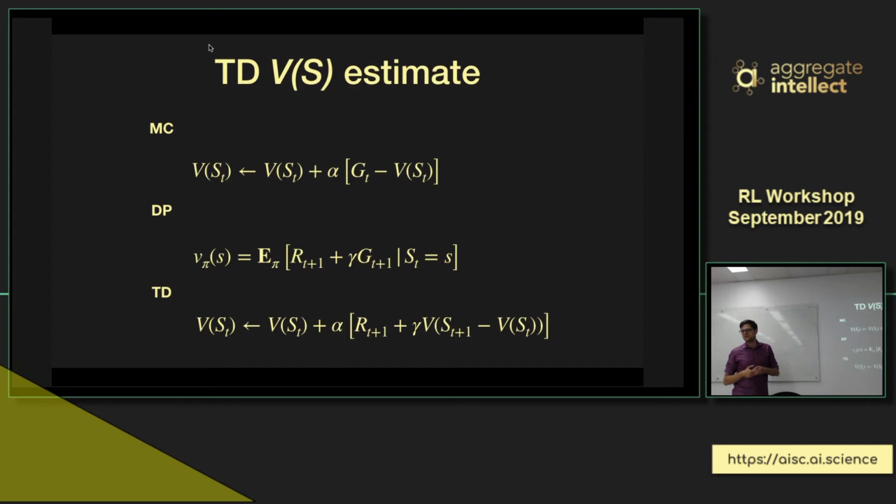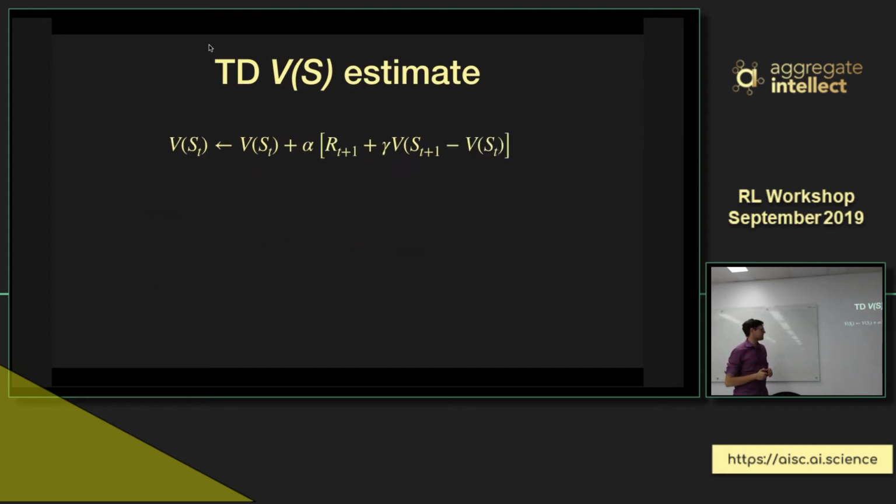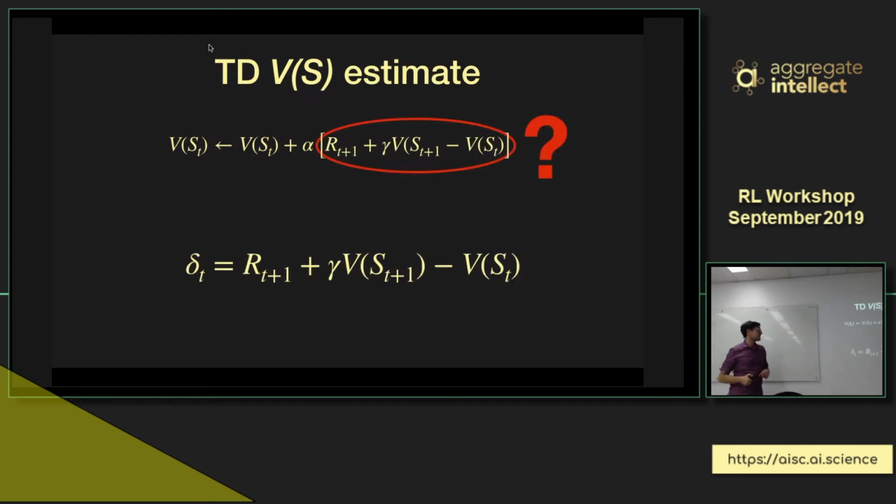So what does TD stand for? Temporal difference. You can think of this as a TD error. So what is this? Isn't it the advantage function? No, something else.